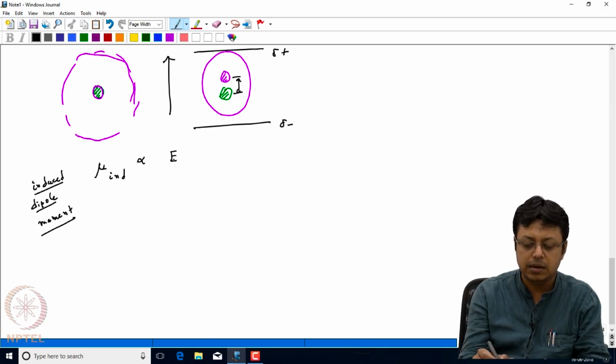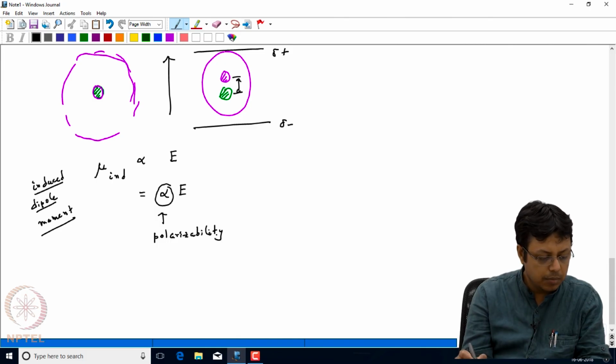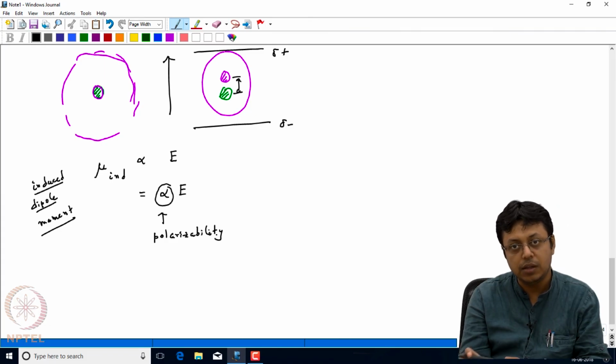Which means the magnitude of the induced dipole moment is proportional to the electric field, and we can write the proportionality constant as alpha. Now, this alpha is known as the polarizability of the molecule. We will come back to the higher order terms. It can also be proportional in a nonlinear way to the electric field, but let us not discuss it at this moment. Let us now focus on the polarizability, or the alpha term.